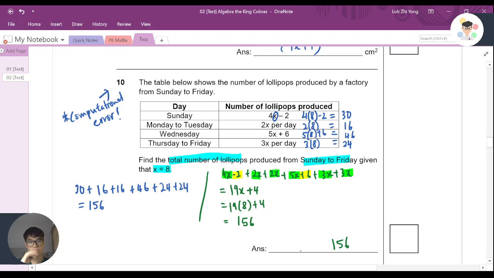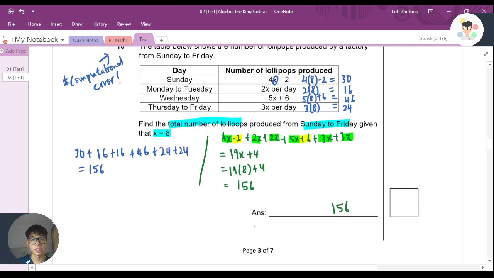then this is basically the way that you can choose to do it. Okay, but usually this kind of question they might ask you to find in terms of x, then ask you to evaluate. Okay, anyway, this is how this question works. Okay, so let's move on.